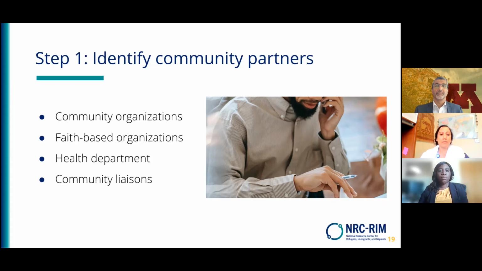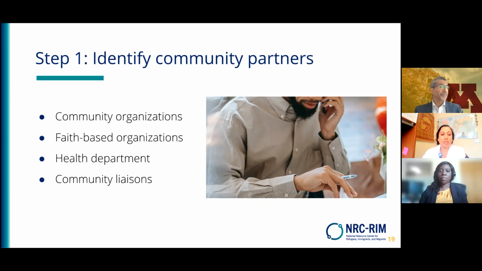So the first 3 steps that we as a COOC have done are identifying who our community partners are, increasing vaccine confidence, and then also identifying the organizations to provide the vaccination. When it comes to identifying the community partners, these are the 4 things that come to my mind: community organization, faith-based organization, health department, and the community liaison. And the most important point in this is the community liaison.